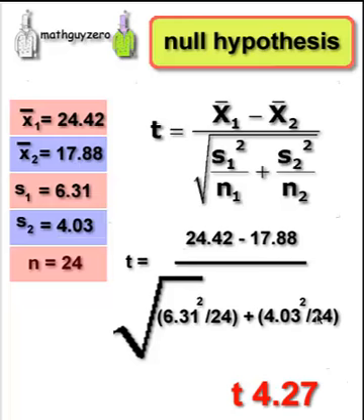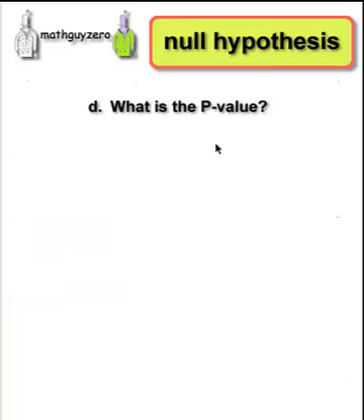We should automatically start thinking that, yeah, something's not right here. So let's go ahead and find the p-value associated with 4.27. Let's look it up on our t-table.